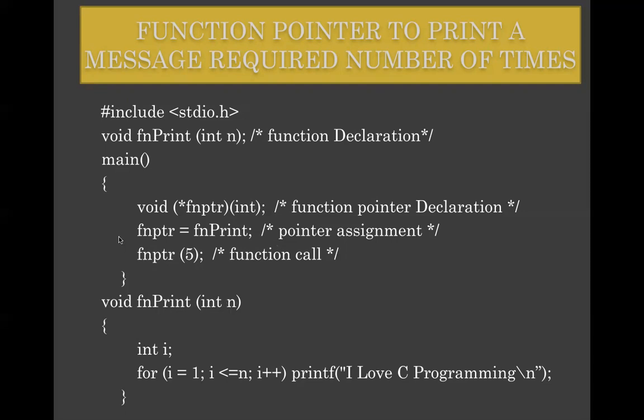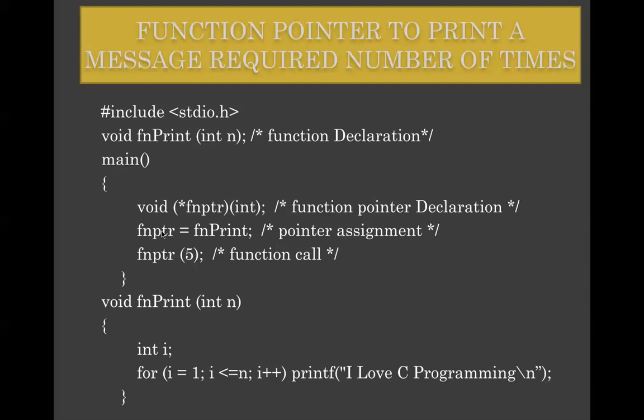That's the function. Now inside the main, you can see here I'm declaring a pointer to function. This pointer to function is going to point to fn print. So I'll have to write the return type of fn print and the parameter of fn print. So I've declared this function pointer. So for this function, I should specify the return type and the parameter, right? Now I'm assigning the starting address of fn print to this function pointer, so it points to the starting address of fn print.